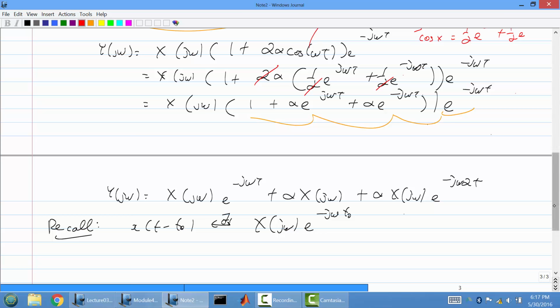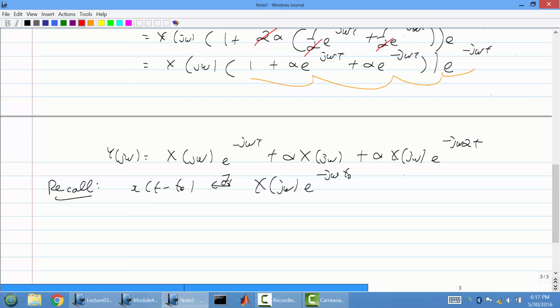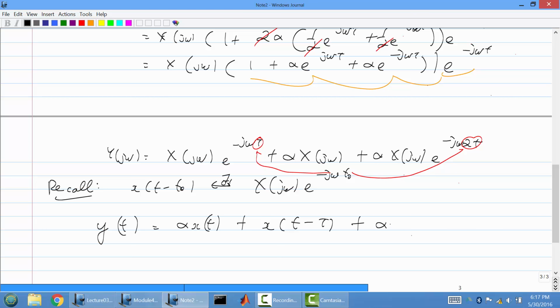So if you examine each of these exponents here, you'll notice that each of them has a time shift, right? This is t naught here, this is t naught here, and then this is just by itself. So if I wanted to write this out in time domain, this is equal to what? We'll write this out in order. This is alpha x of t plus x of t minus t, plus alpha x of t minus 2t. Where do these all come from? This guy is over here, this guy is over here, and this guy is over here.